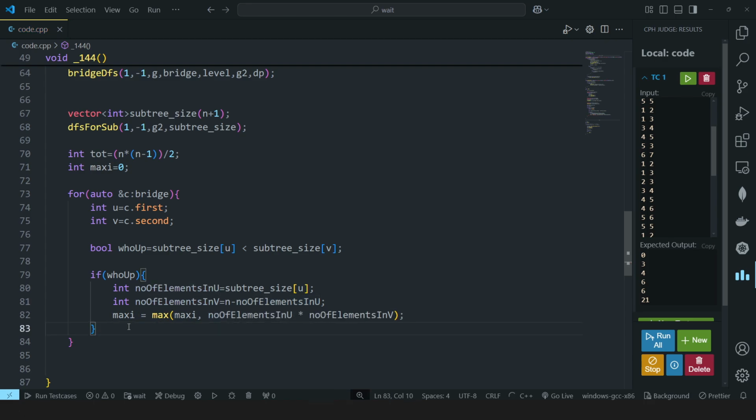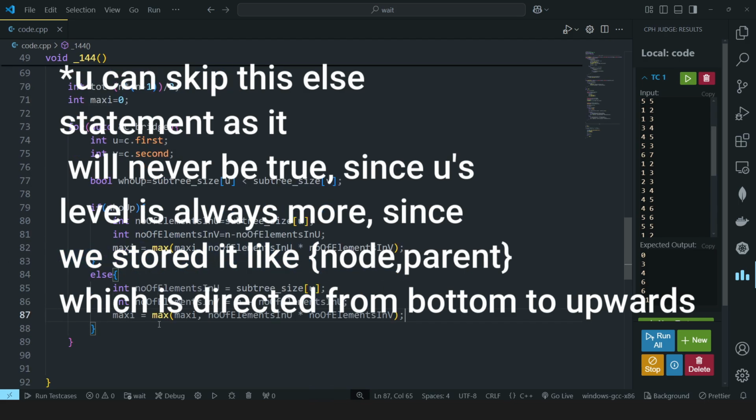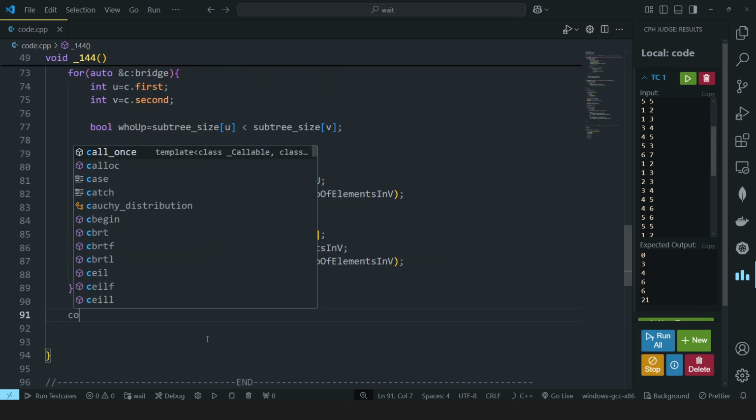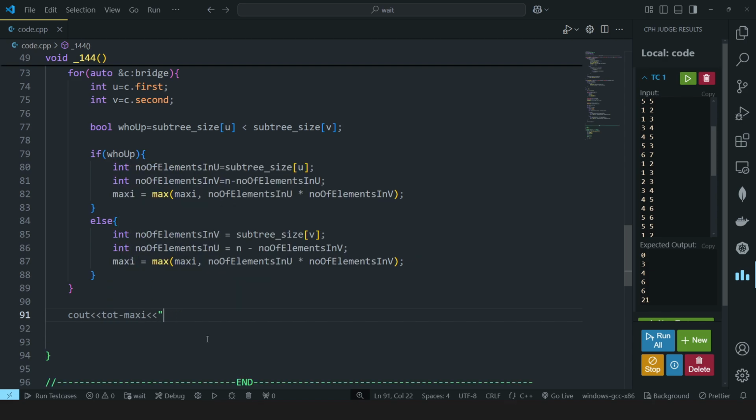So I will say maxi equal to max of maxi comma number of elements in u into number of elements in v. If it is not the case, it means that u is not the vertex coming downward in the link of the bridge, so it is coming upwards. We just have to reverse the situation. Now v is coming downward, so the subtree size of v is the number of elements in v. The total number of elements minus the subtree size of v will be the number of elements of u. And once we have done this, we will simply print the total value minus this maxi, and return.